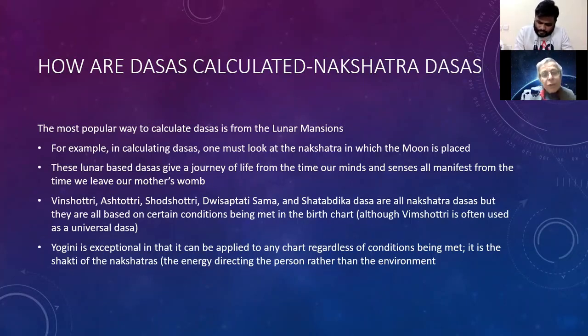Vimshotri, Ashtotri, Shadshotri, Dvisaptati, Sama, and Shatabdika Dasha are all nakshatra dashas, but are based on certain conditions being met in the birth chart, although Vimshotri is often used as a universal dasha. There are supposed to be certain rules for using Vimshotri versus Ashtotri, but most astrologers just ignore those and use Vimshotri as a universal Mahadasha.